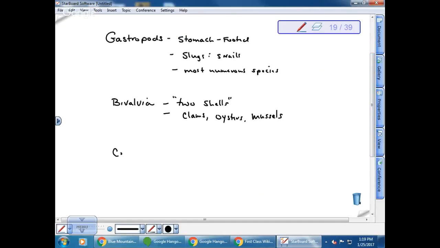And then we have the cephalopods. And these are the head-footed. So remember we talked about cephalization and how that's the formation of the brain. So cephalo means head and pod means foot. So these would be the octopus, the squid, and the nautilus.